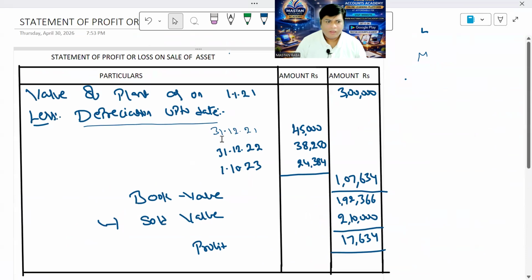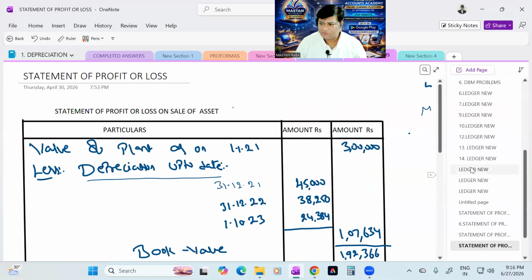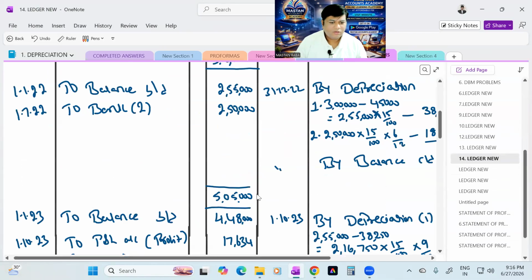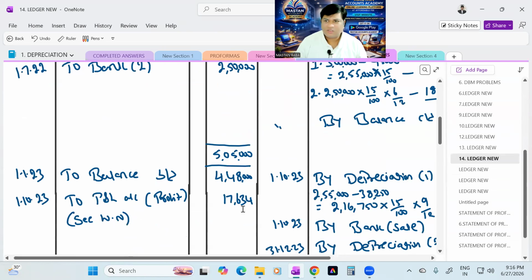3 lakhs is the value of the plant. And depreciation up to date is clearly mentioned: 45,000, 38,250 and 24,384. Together it comes to 1,07,634. And the book value is 1,92,366. And the sold value is more than the book value, that is 2,10,000. So profit, how much did you get, ma? 17,634 we got, and that profit has been considered in the answer. Where have you considered the answer, ma? To profit and loss account, 17,634.